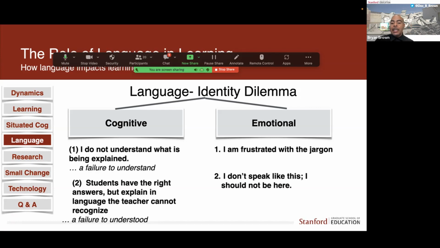So this language identity dilemma is one of the things we've studied in our lab, and we're really trying to get people to understand just how powerful language is as you rethink your language culture. I want an environment where all young people are able to speak, where we value the wrong answer, as it is the first step towards mastery.